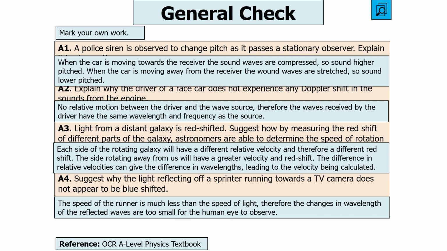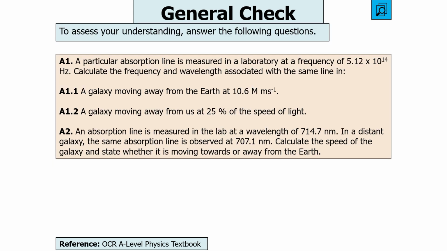The next question says, a particular absorption line is measured in a lab at a frequency of 5.12 times 10^14 Hz. Calculate the frequency and wavelength associated with the same line in a galaxy moving away from the Earth at 10.6 megameters per second, and a galaxy moving away from us at 25% of the speed of light. Then, an absorption line is measured in the lab at a wavelength of 714.7 nanometers. In a distant galaxy, the same absorption line is observed at 707.1 nanometers. Calculate the speed of the galaxy and state whether it's moving towards or away from the Earth. So pause the video now, then unpause the video when you want to go through your answer.